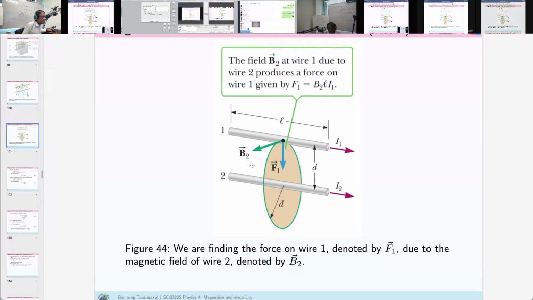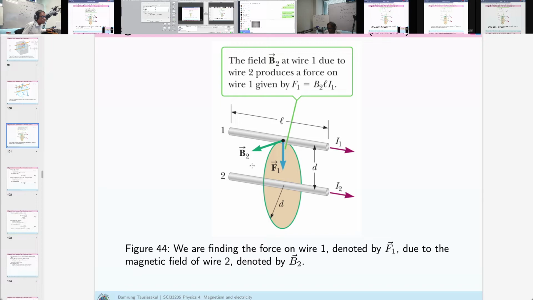So after you apply the right hand to both conductors, you find the forces. The force will point in the opposite direction. This is F number 1, and this is F number 2. These are repelling forces. They try to keep those two conductors far away from each other. But before that, the force tried to keep those two conductors closer to each other.